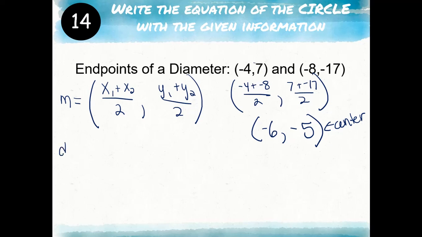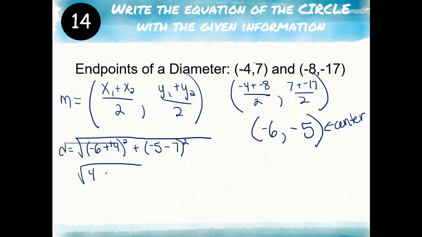So my distance formula once more. I'm going to subtract the x's. So -6 minus a -4 squared. Whoops, sorry. Pen went a little wonky there. Then -5 minus 7 squared. Well, two negatives makes a positive, so -2 squared is 4. -5 and -7 is -12. Square that is 144. So I'm getting the square root of 148.